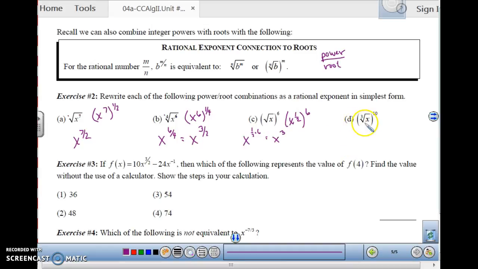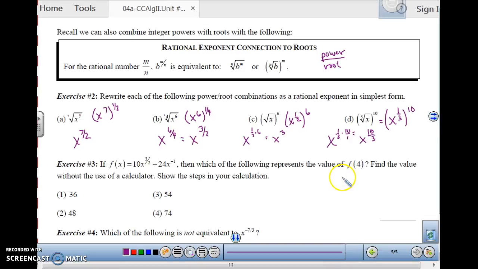All right. The cube root of x to the 10th. Well, the cube root of x is x to the 1/3 raised to the 10th power. All right. Power to a power, you multiply the exponent, so it's 1/3 times 10. Put 10 over 1 if you want to. It's going to be x to the 10/3. Okay.